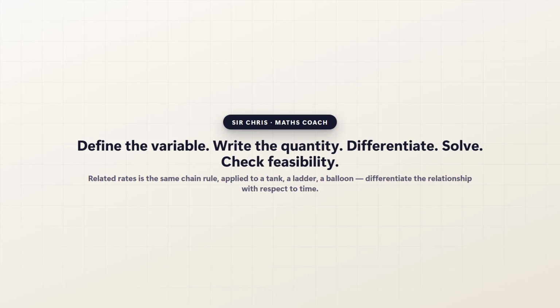And then, the step everyone in a hurry skips. Check that your answer is actually feasible. A negative length or an oversized cut is not a real answer, however cleanly the algebra produced it. And related rates is just the chain rule, refusing to stay confined to a textbook. A tank, a ladder, a balloon, all governed by the same idea. Differentiate the relationship connecting them with respect to time.